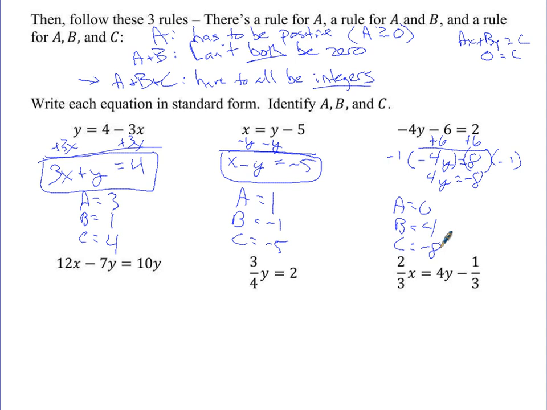By the way, I could actually just solve this equation for y right now. I could divide the whole thing by 4. Okay? And in that case then y would be 1 and B would be 1 and C would be -2.